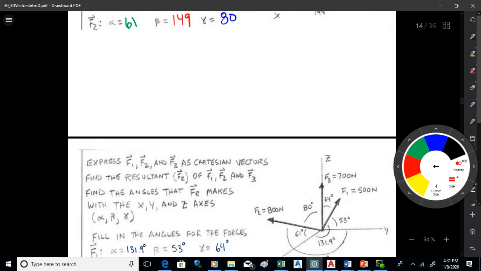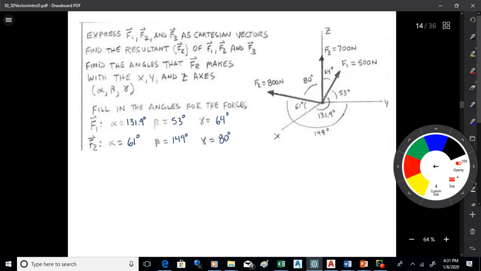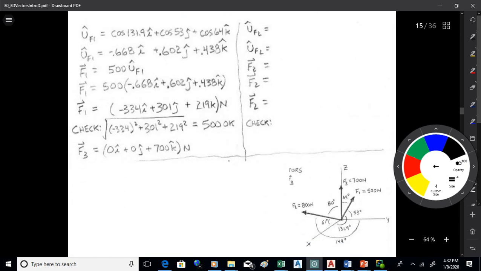Okay. All right, so I got 131.9, 53, and 64, and I got 61, 149, and 80. Good? Okay. Now, once I got the angles, I've got the magnitudes up here, 500 for F1, 800 for F2, and 700 for F3. I can build Cartesian vectors now. I'm just walking through it step by step for F1. The unit vector for F1 is the cosine of the angles alpha, beta, and gamma times i, j, and k. I get that broken down.